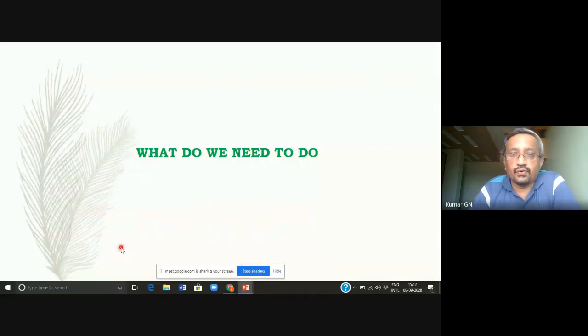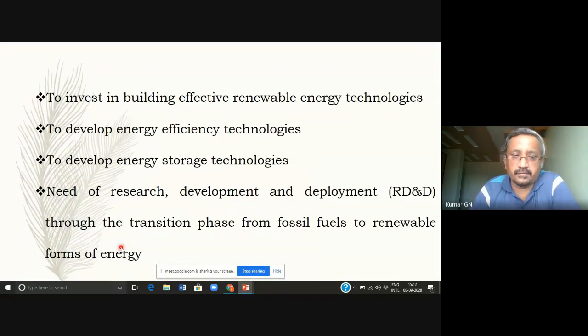What do we need to do? So, yeah, just as a common man or as an administrator, you can invest in building effective renewable energy technologies. That is, when we take the smart cities, we have to identify the location or area where we can install solar energy or wind energy or some renewable energies, so that we can easily transport.